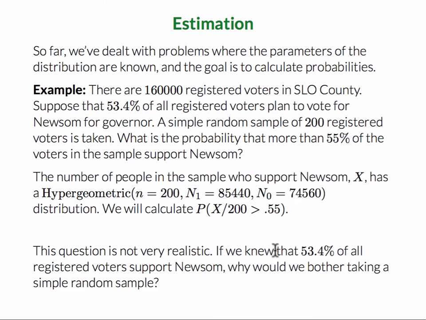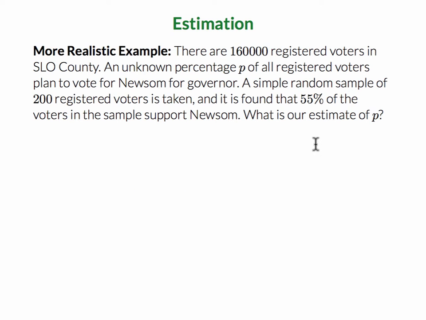Now, this question is not very realistic. If we already knew that 53.4% of all registered voters support Newsom, why would we bother taking a simple random sample in the first place? The point of taking the simple random sample is because you don't know how many registered voters plan to vote for Newsom, and you want to be able to estimate it.